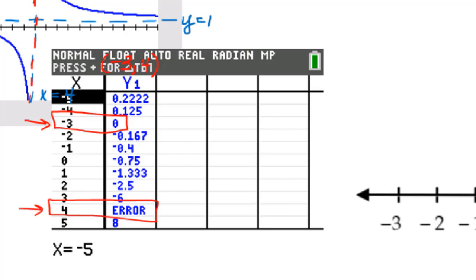So again, from this table, I really have those test points, right? To the left of -3, the y values are positive, which are not less than 0. Between -3 and 4, all of the y values are negative, so that's the region that satisfies that inequality. And then to the right of 4, my y values are positive, which again does not satisfy the inequality.